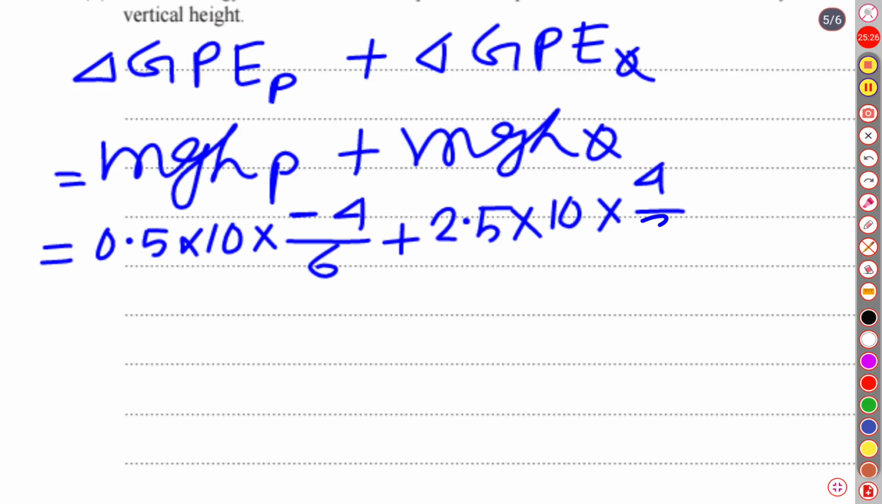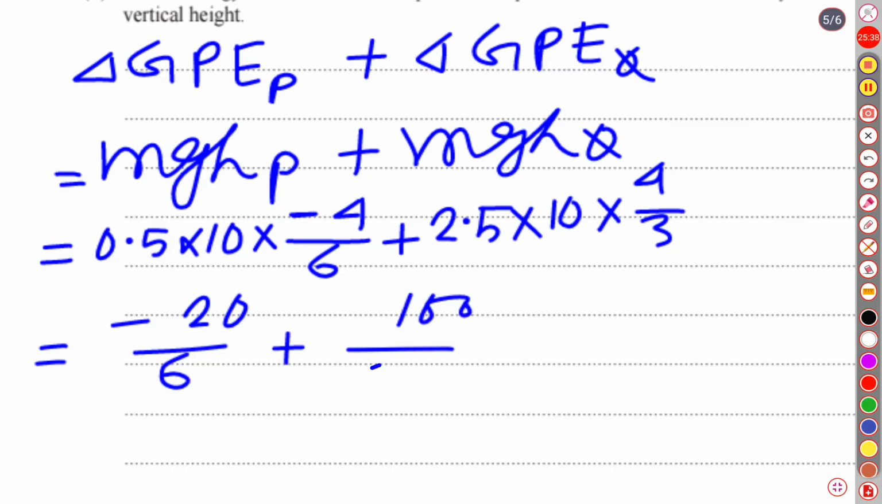So ultimately it is going to be 5 into negative 20 over 6 plus 2500 over 3, 100 over 3 equal to, it is going to be 6. So negative 20 plus 3 to the 6. Okay, so 200.